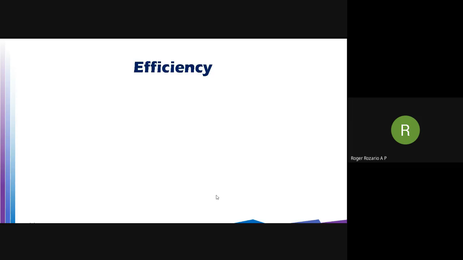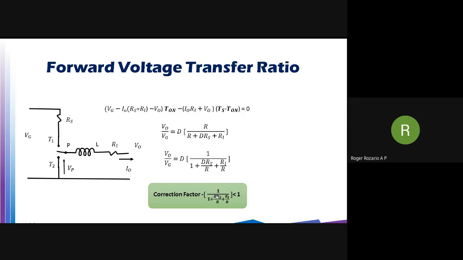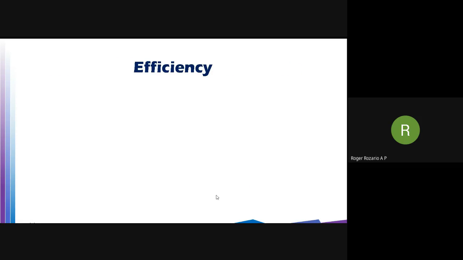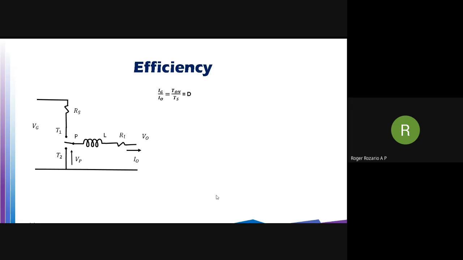The next one is the reverse current transfer ratio. I'm not deriving the reverse current transfer ratio because the source and the inductor non-idealities are series non-idealities. So the reverse current transfer ratio is not affected. The efficiency we can derive by multiplying V naught I naught divided by Vg into Ig. This Ig by I naught will be equal to T on by Ts, which will be equal to D. The reverse current transfer ratio doesn't get affected because all these are series non-idealities.